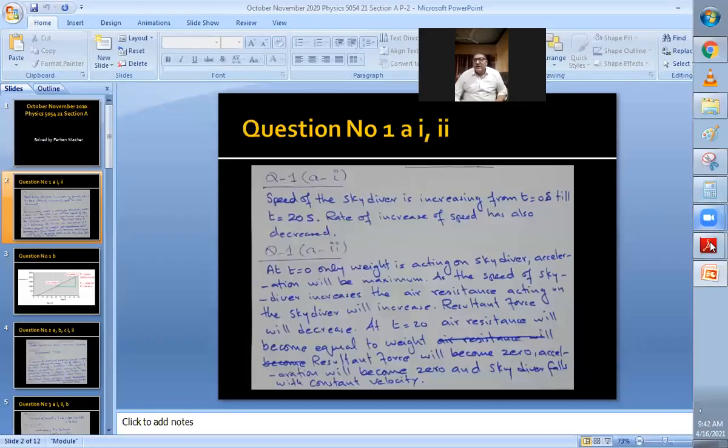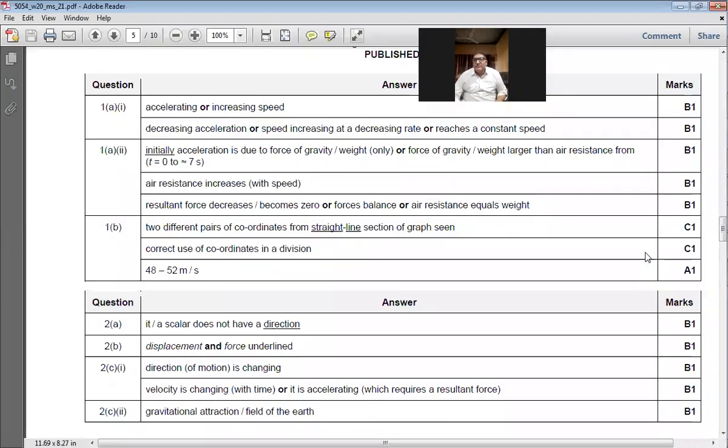So let's check the marking scheme. It's a 3 mark question. 1 mark for telling that initially the acceleration is due to the force of gravity or weight only, or weight larger than the air resistance from t equals 0. Air resistance increases with the speed, and resultant force decreases, becomes 0, or force is balanced, or air resistance equals weight. So this is how the 3 marks are distributed. I hope you will be able to achieve them when you write this answer.